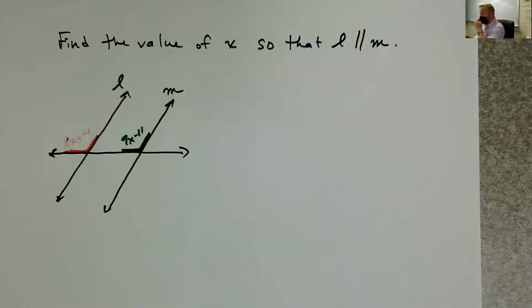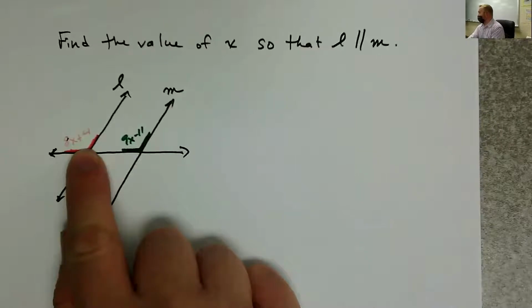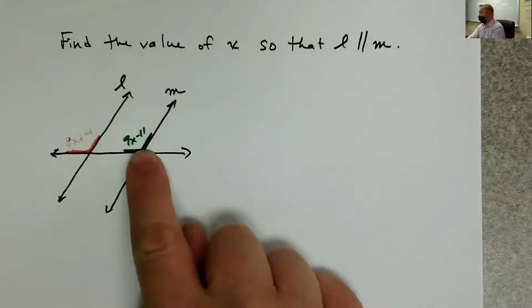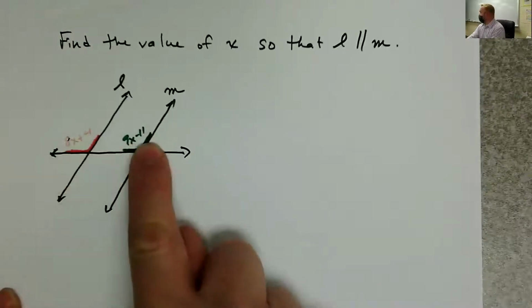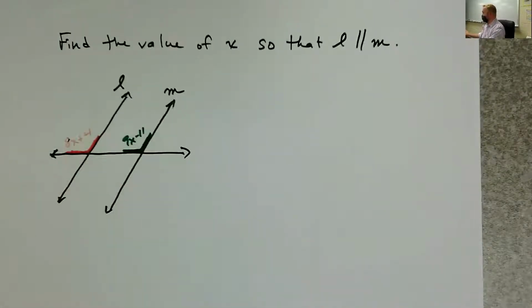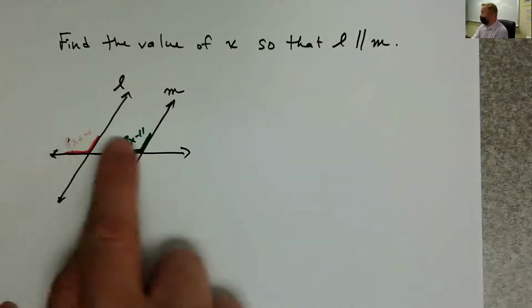In other words, let's say we chose x to be 2. Just pretend that x is 2. If x is 2, how big would the pink angle be? 20. And how big would the green angle be? 7. So if x was 2, this angle would be 20 and this angle would be 7. Hold on to that for a second. In terms of the angle pairs that we've learned, if these lines are parallel, what kind of angles are these?